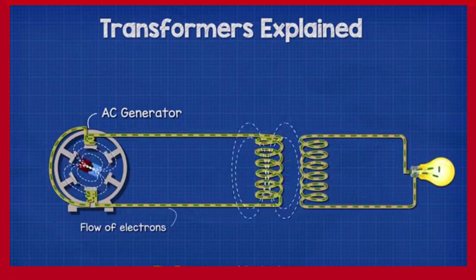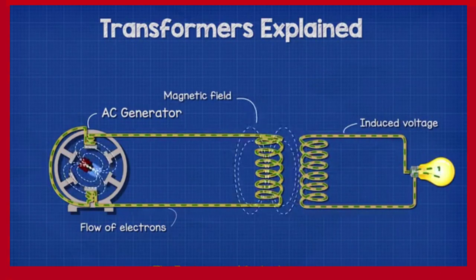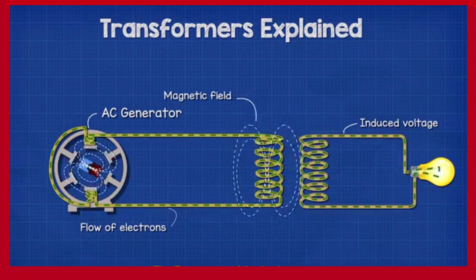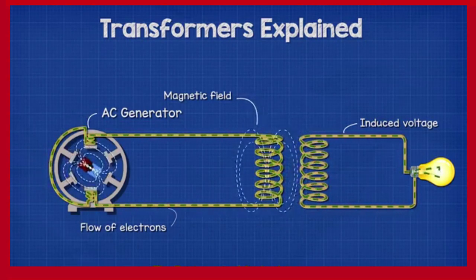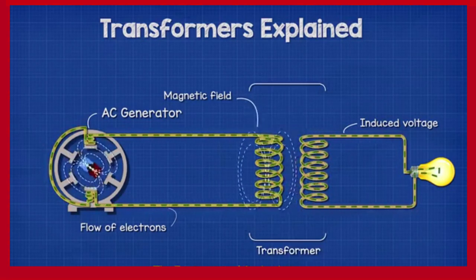If we place a second coil of wire in close proximity to the first coil, then the magnetic field will induce a voltage into this second coil because this magnetic field is going to push and pull the electrons in the second coil, forcing them to move. This is therefore a transformer.